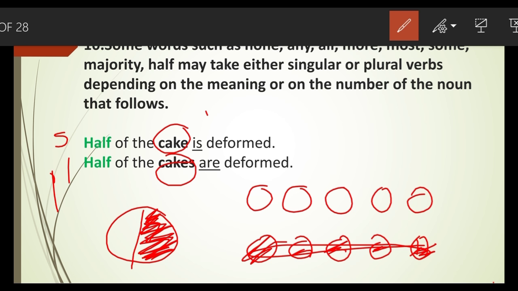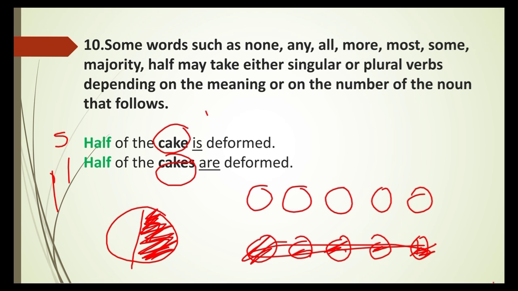So, titignan nyo mabuti. I-analyze nyo mabuti yung number of the noun that follows after the words like none, any, all, more, most, some, majority, and half. Okay? So, yan yung rule number 10. Madali lang siyang tandaan. Okay? Huwag malilito kung singular or plural. Basta alam nating i-analyze yung noun that follows.